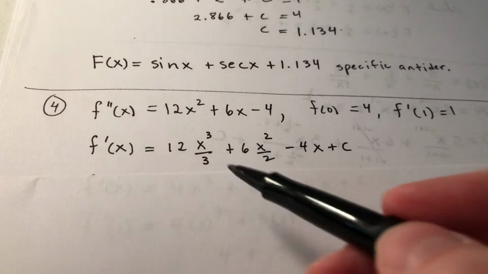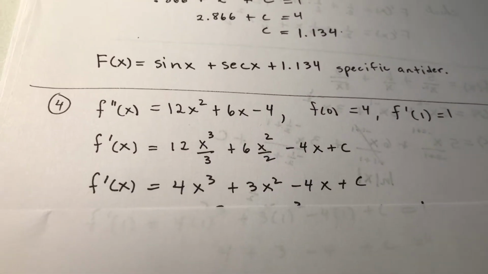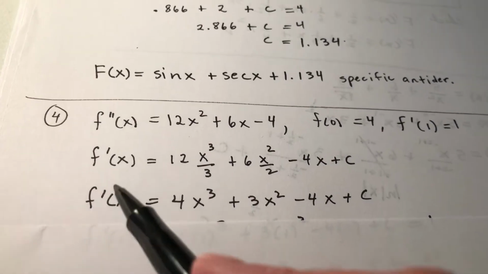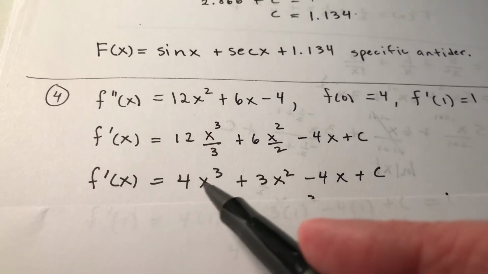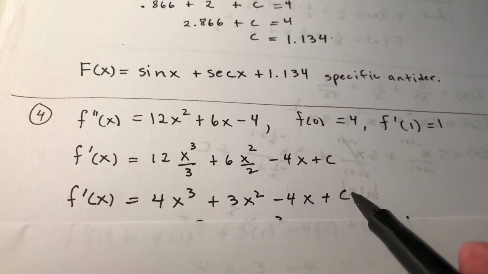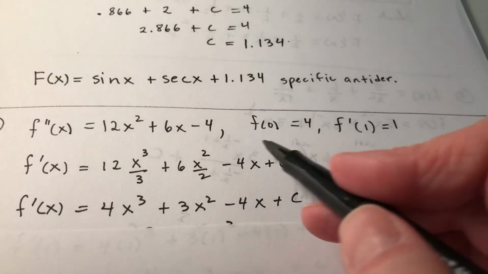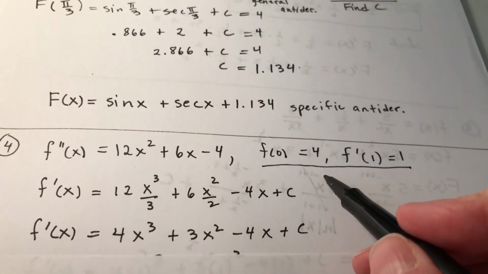Now, I'm not going to leave this as 12 thirds and 6 halves, so I simplified. And I got f prime of x, and keep your notation going. 12 divided by 3 is 4, so 4x to the third plus 3x squared minus 4x plus c. Now, remember, this information helps you find the constants. Those are your initial conditions.